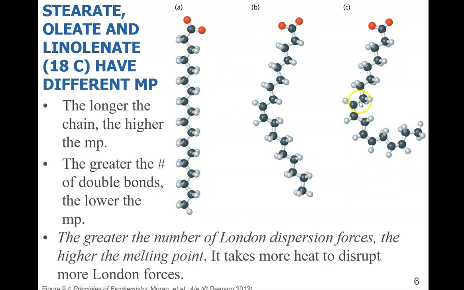So if you can't pack together very well, then you don't have that many London dispersion forces. If you have a great many London dispersion forces the way you would with a saturated fatty acid, then the melting point is going to be a lot higher. It's going to take a lot more heat to disrupt them. But these monounsaturated and polyunsaturated fatty acids with that cis double bond and the big bend that it produces, the fatty acids don't pack together very well. There aren't as many London dispersion forces between them, so it doesn't take that much heat to disrupt them, so the melting points are lower.